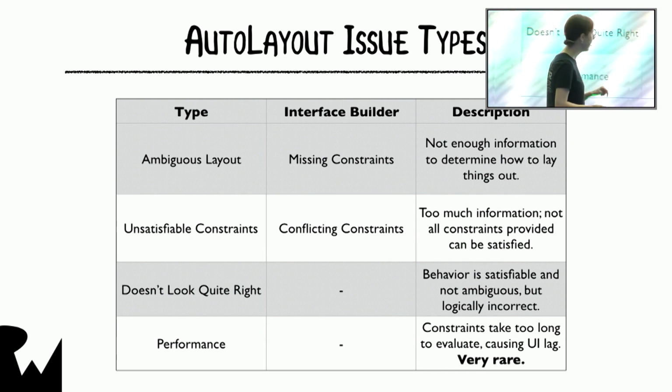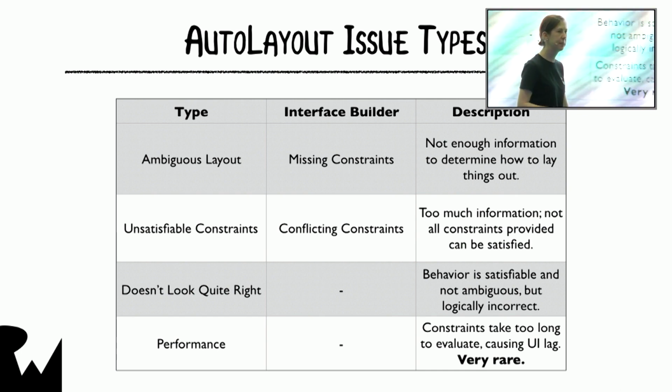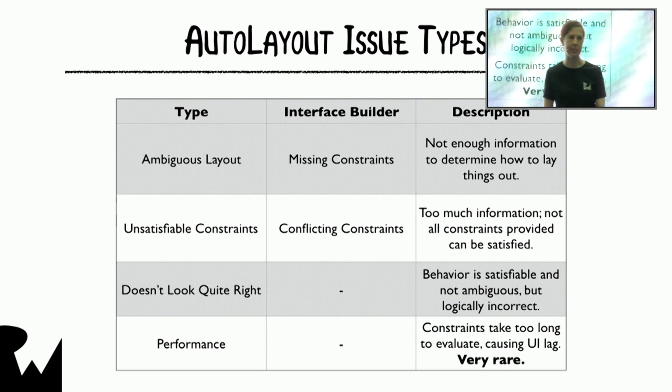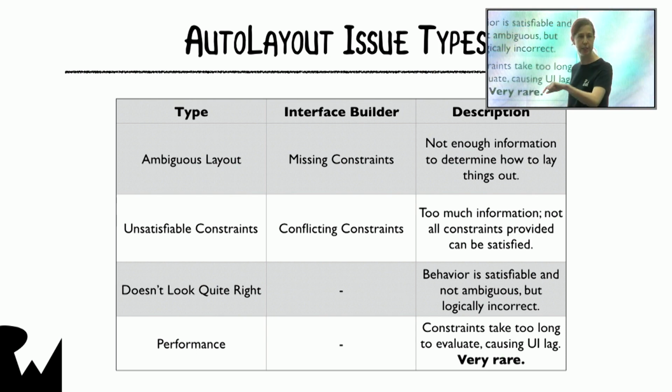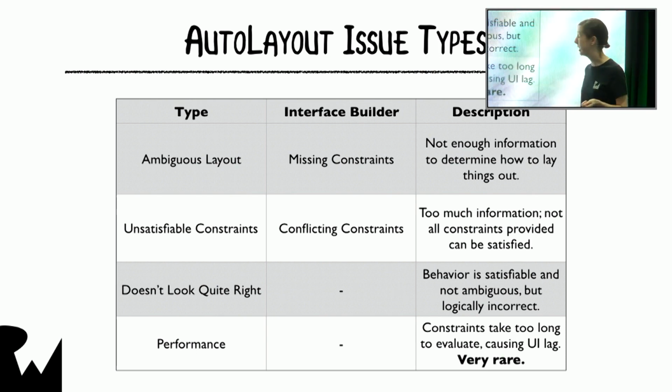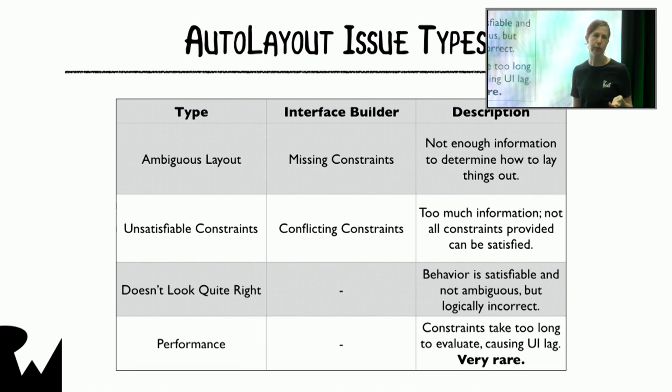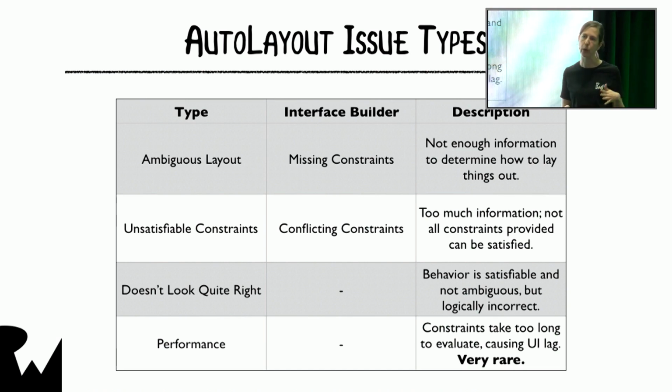First up, we've got ambiguous layout, and confusingly, some of these error types actually have different names in Interface Builder versus what you might see listed in Apple documentation. So, nice handy reference table. Ambiguous layout. Essentially, you've got missing constraints. The system doesn't have enough information in order to know where to lay out your view on the screen, and it starts to scream for help.